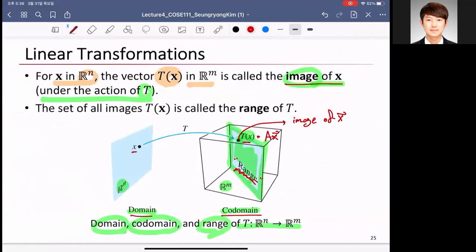Here. Image of T. Image of X under T. So, let's suppose that T is an arbitrary transformation that transforms some vector X to another space. Let's say Tx, T of X. But in this case, this is a general linear transformation. In this case, we define this T of X as Ax, A times X. In this case, image of X under T means just Ax.